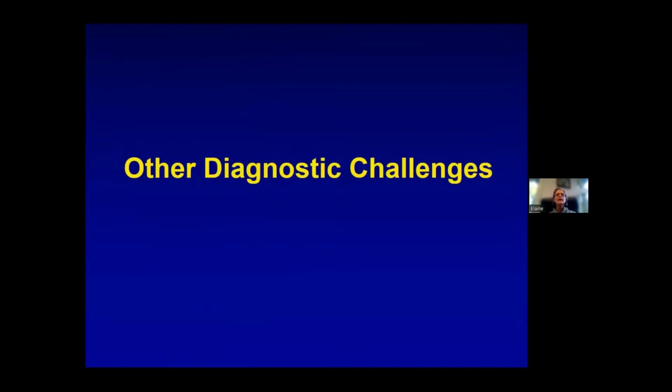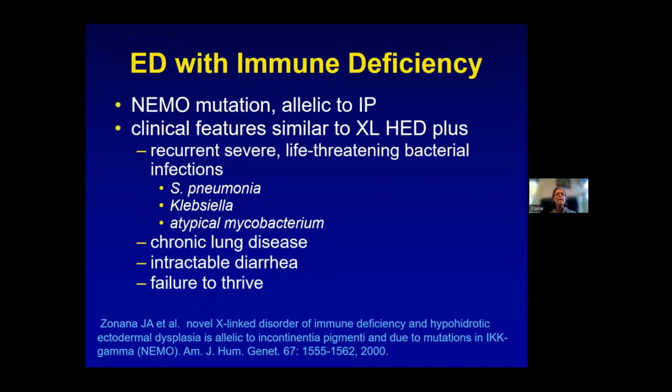Next slide. There are many other diagnostic challenges in the ectodermal dysplasia category, so I'm going to talk a little bit about that. Ectodermal dysplasia with immune deficiency is due to a mutation in NEMO that really is very similar, really a dead ringer for hypohidrotic ectodermal dysplasia due to ectodysplasin defect. And this condition is actually allelic to incontinentia pigmenti, so affected boys who survive, because a lot of boys don't survive with this mutation, but the boys that do survive often will have sisters who have incontinentia pigmenti.